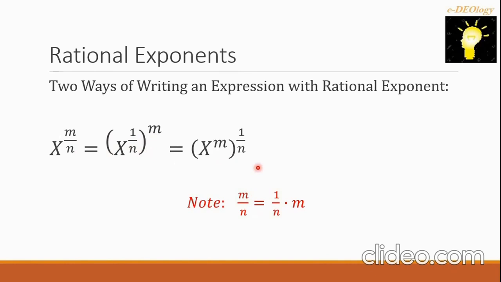This is the second way. When we have the x raised to the m, or the numerator, and outside is the exponent 1 over n.